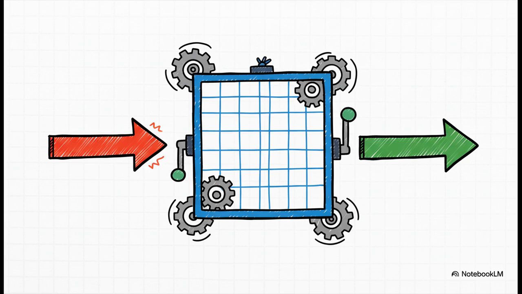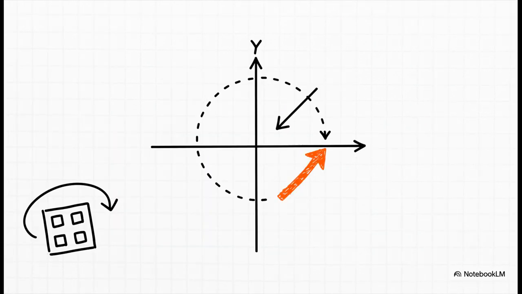I want you to stop thinking of a matrix as just a static box of numbers. I want you to think of it as a machine, a transformation machine. You feed it a point represented by a vector, and it spits out a new, transformed version of that point. For instance, take this specific matrix right here. It might just look like some numbers, but it actually contains the secret code for a rotation. If you multiply the coordinates of any point by this matrix, the result is that point rotated perfectly around the center. It's a direct link between abstract numbers and physical movement.